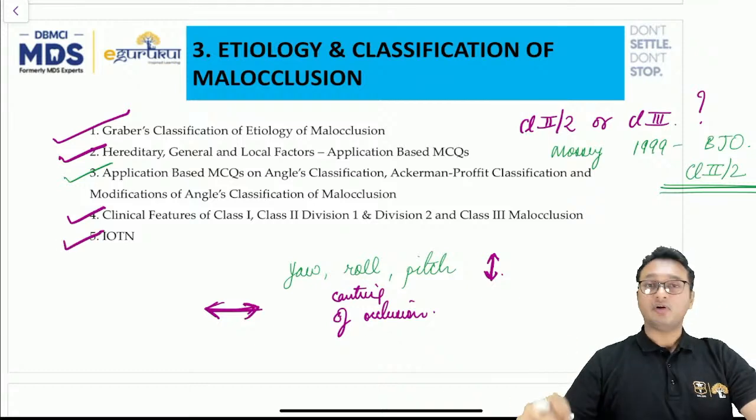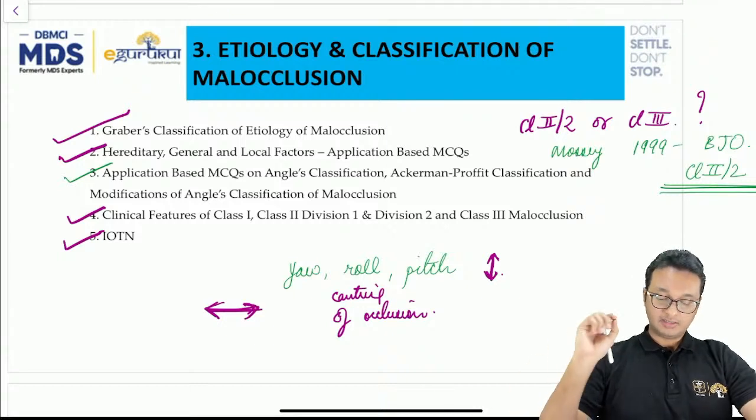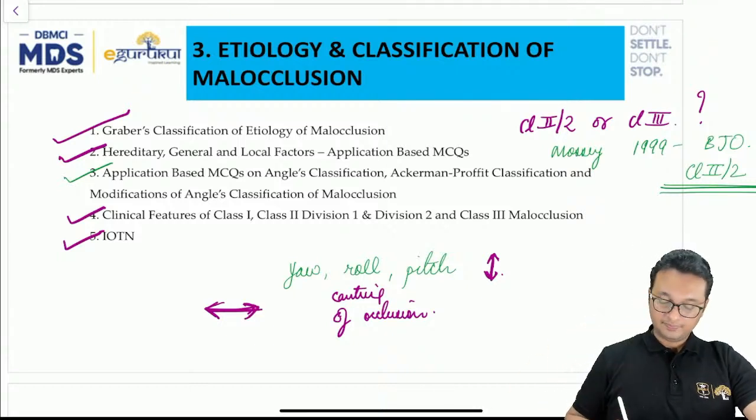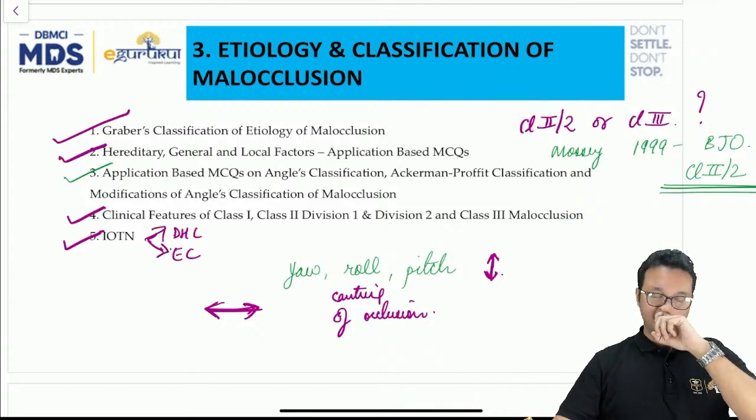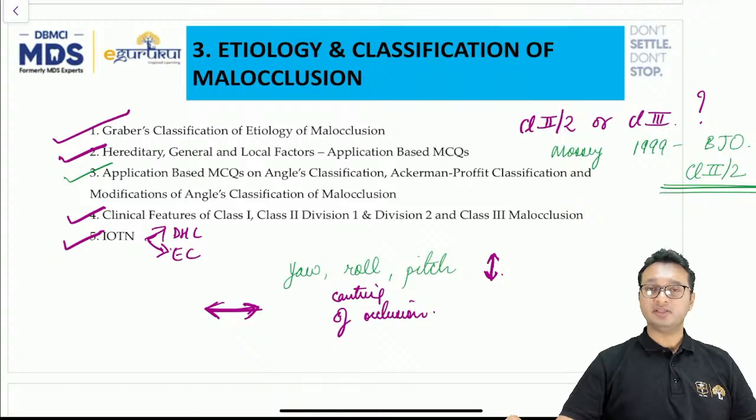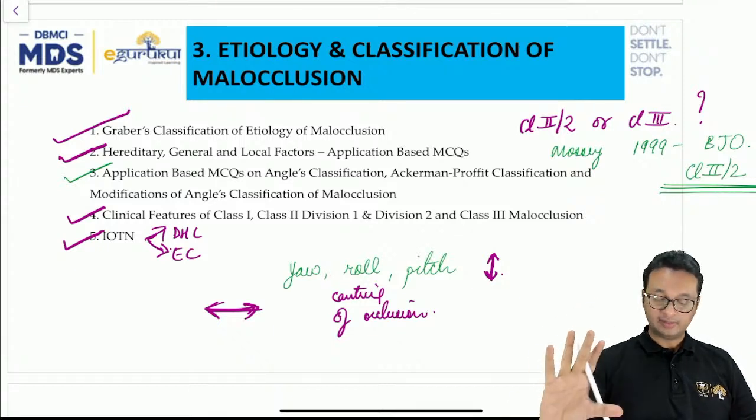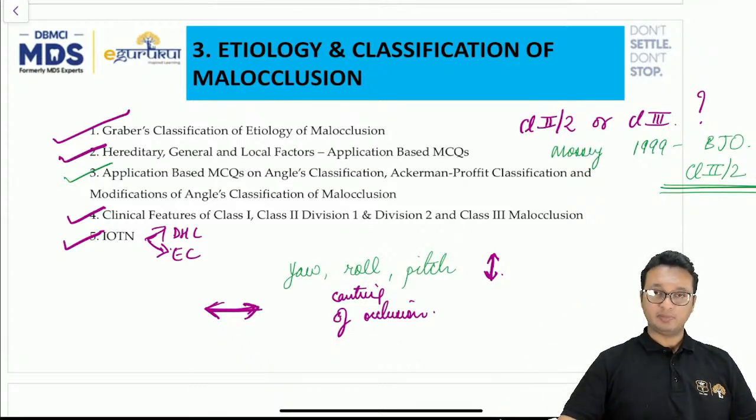Next, the Index of Orthodontic Treatment Need. There are many indices available, many indices popularized, but the Index of Orthodontic Treatment Need has two components, the dental health component and the aesthetic component. These two are important. You are not supposed to remember each and everything. There are 5 grades in the dental health component of IOTN. You are supposed to remember grade 3, grade 4 and grade 5.